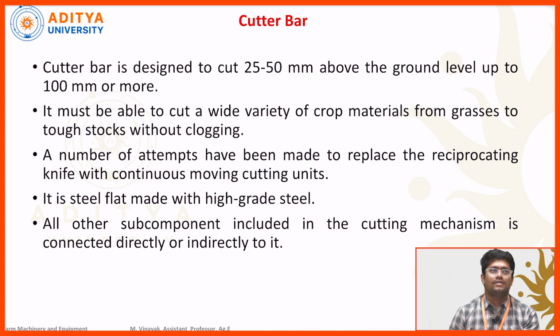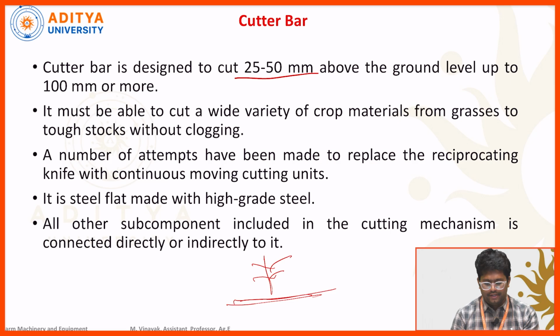So next one is the cutter bar. Up to now we have seen the power transmitting unit. Next one is the cutter bar. The cutter bar is designed to cut the crop 25 to 50 mm above the ground level, up to 100 mm or more. So let us take this one as the ground surface.